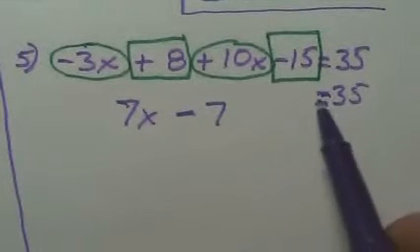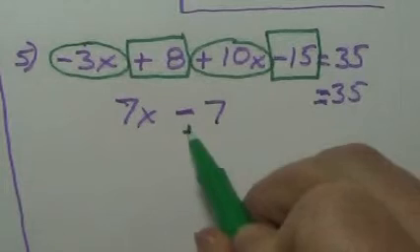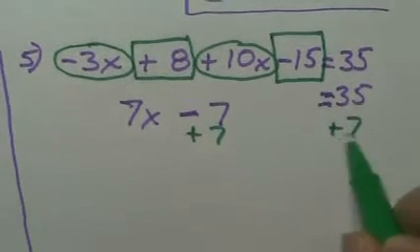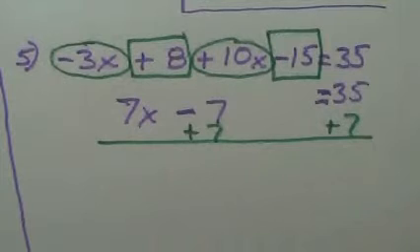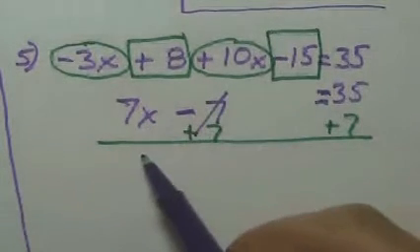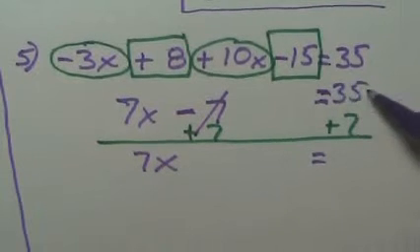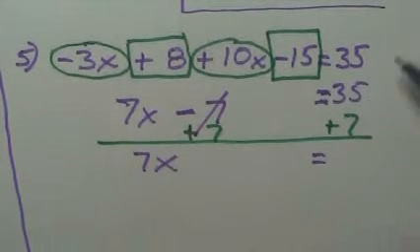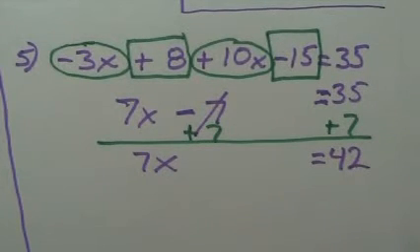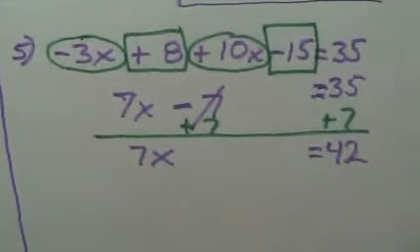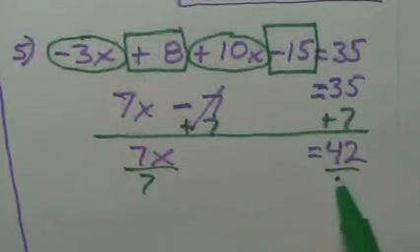And it looks like I'm a little lopsided here. Sorry about that. So now I'll get rid of the constant. I'll add 7 to both sides. Okay, that's gone, and you have 7x on the left, and on the right, 35 and 7. 35 and 7 makes 42. You can probably see your answer, but I'll just do the last step. Divide by 7.